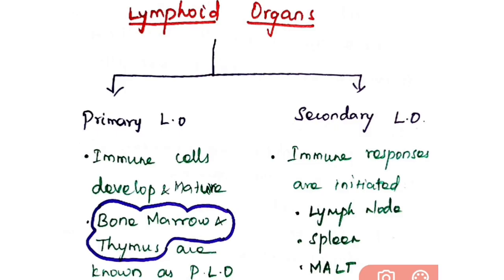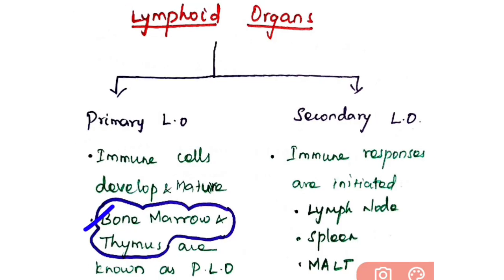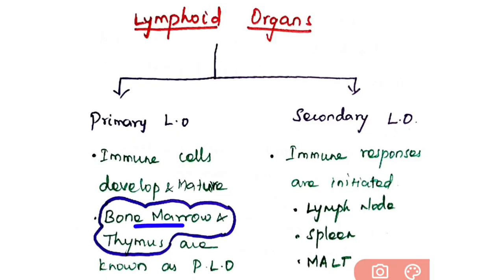Based upon the functions of lymphoid organs, they can be classified into two types: primary lymphoid organs and secondary lymphoid organs. Immune cells, that is lymphocytes and myeloid cells, are developed and matured in primary lymphoid organs. Bone marrow and thymus are known as primary lymphoid organs. All the lymphocytes and myeloid cells are developed and matured in bone marrow except T cells. T cell precursors are developed in bone marrow, but maturation of T cells takes place only in thymus.